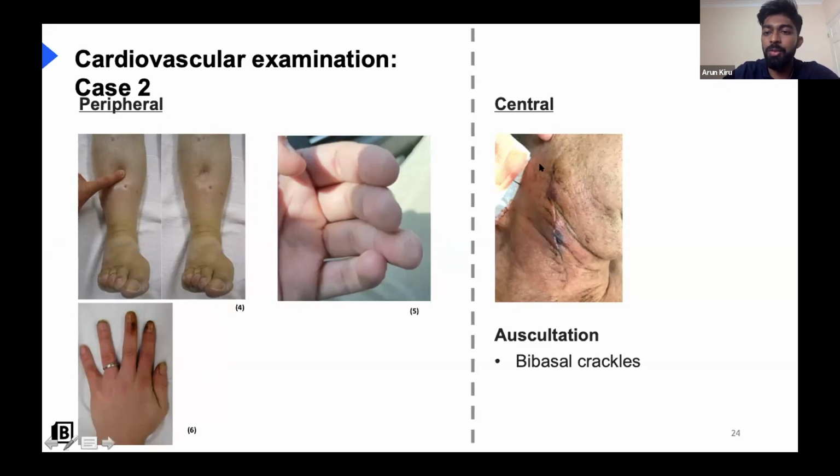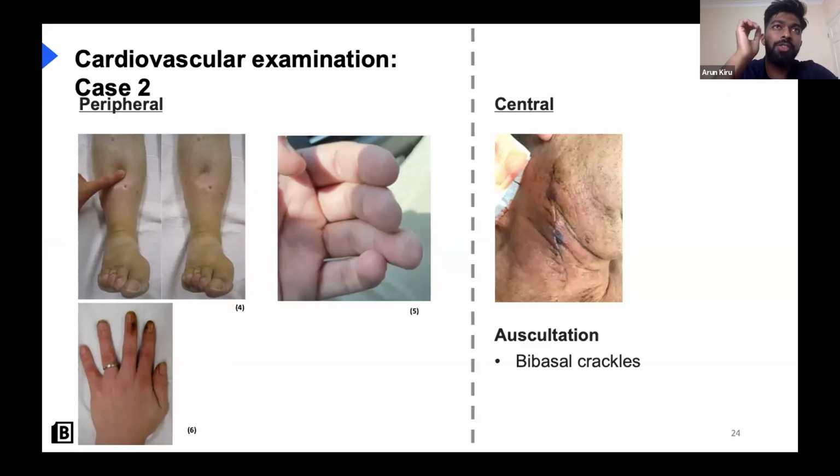Then moving centrally, we've got this scar on the neck, which you may or may not have seen before. If you haven't seen it before, you're probably not going to know what it is. If you have seen it, or if you see it now, you probably will never forget it. This is a scar from a carotid endarterectomy.